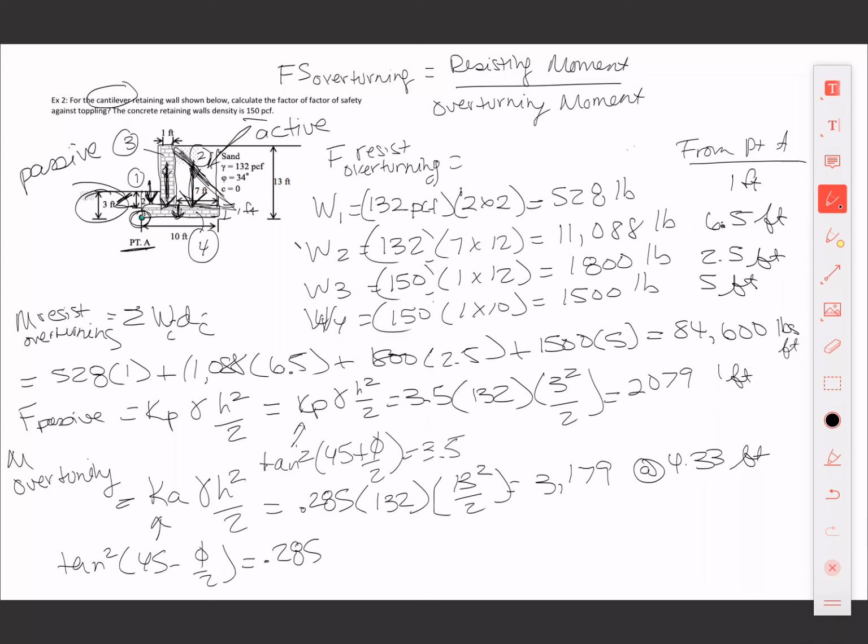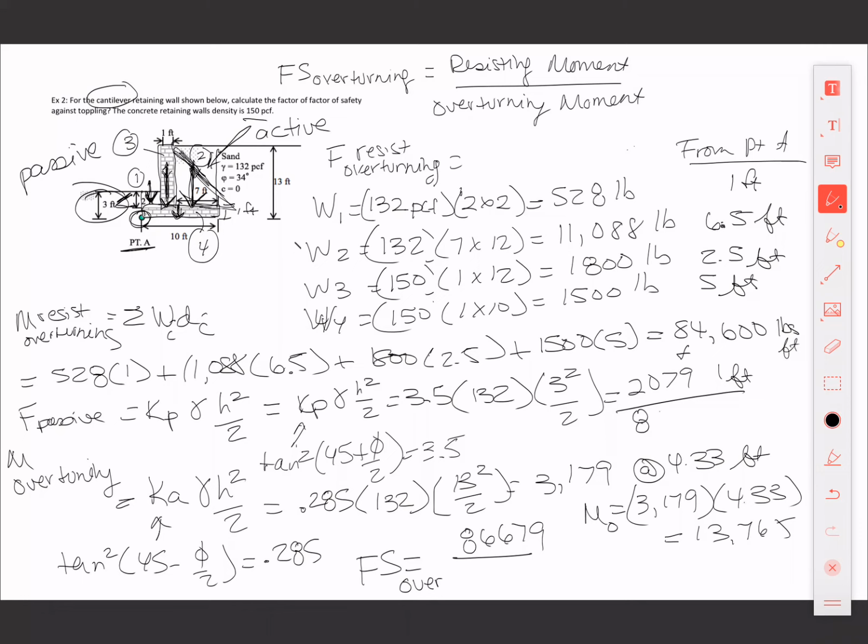So the moment for overturning becomes 3,179 times 4.33, which equals 13,765. So the factor of safety for overturning then becomes 86,679, which is the force that was resisting the overturning, so that's the sum of these two, over 13,765, which is the toppling moment. And that gives us a factor of safety of 6.3.